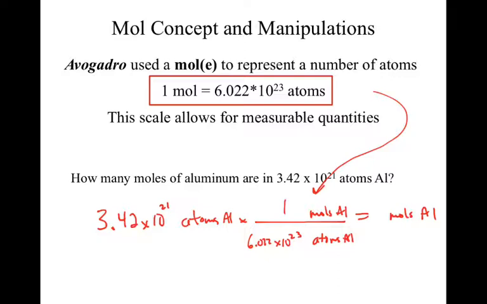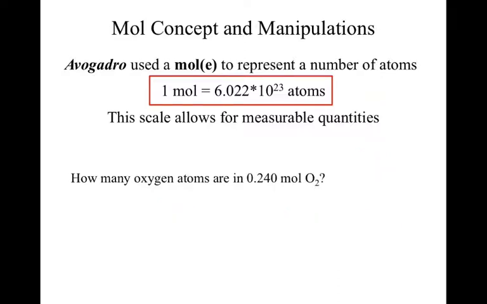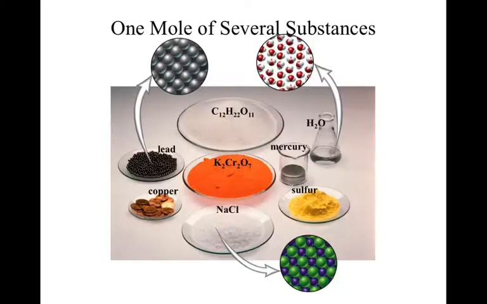Notice again, when we set this up, we'll go through the same patterns. What do we want? What are we given? What units can we use to cancel out? Now what numbers do I need to put in front of those units? Okay, each and every single time. Okay, I'll leave this to you to go through and do on your own. So how many oxygen atoms are in 0.240 moles?